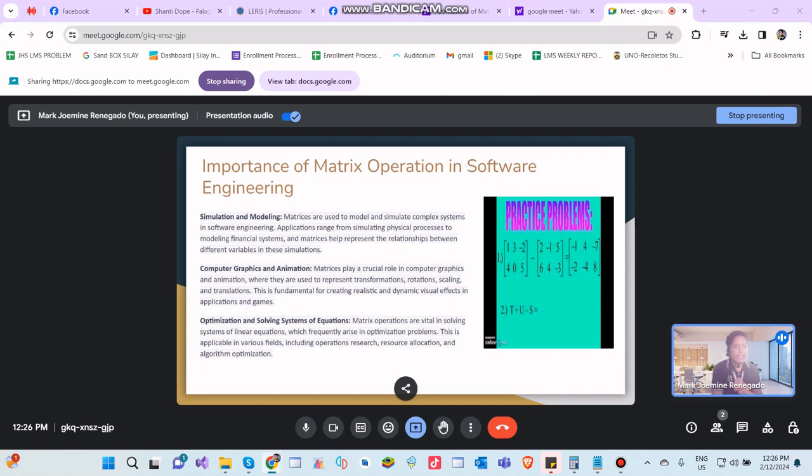And last but not least, optimization and solving systems of equations. Matrix operations are vital in solving systems of linear equations, which frequently arise in optimization problems. This is applicable in various fields, including operations research, resource allocation, and algorithm optimization.